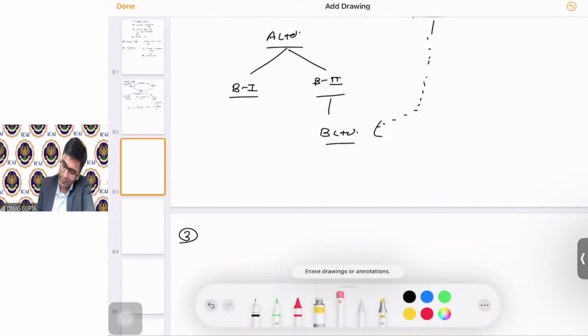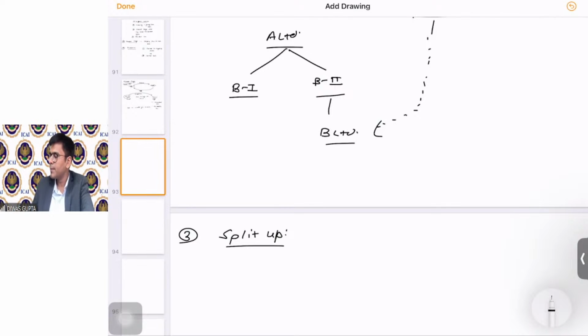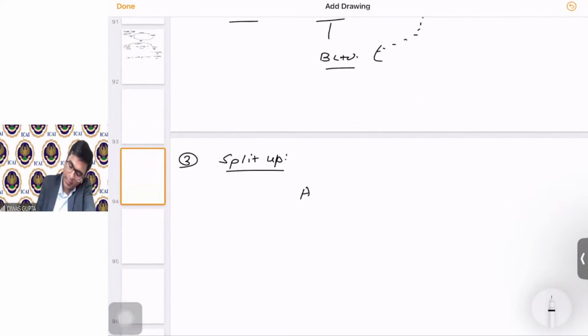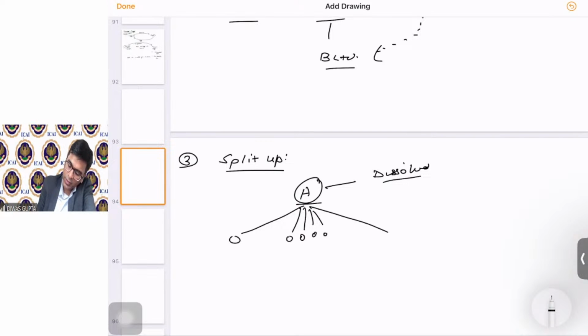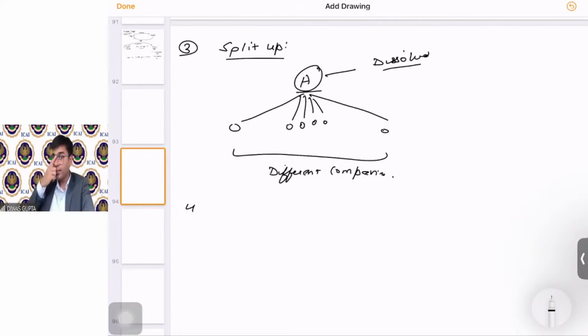Third one is split up. Third divestiture is split up. Now in split up, what happens? Let's say A company is there. It has multiple business lines. So A gets dissolved and transfers these different businesses to different companies. Let's say B, C, D, and E are the different companies. A becomes dissolved. So split up means we have split up the business of one company into many companies. Equity carve outs.